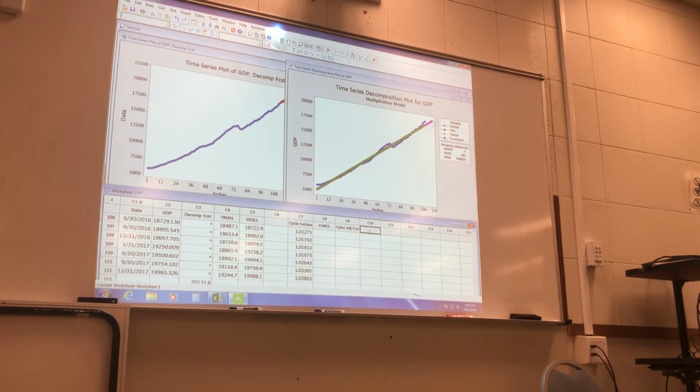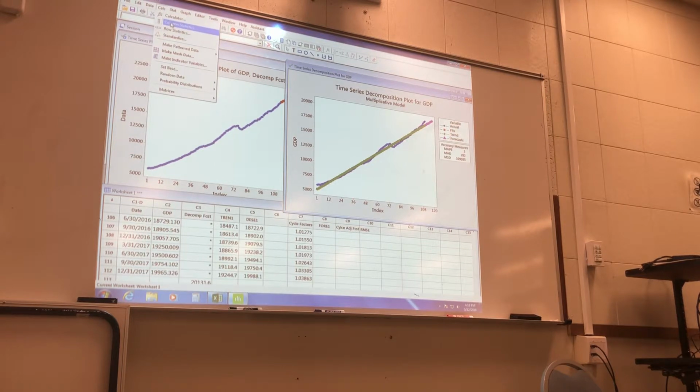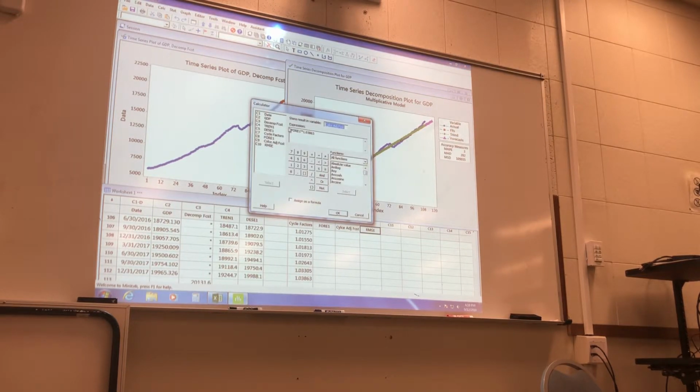RMSE, come on. Since it gave me MSD is 109,035, I would go up to calculator and find the RMSE column that I've got. That's where I want to put the answer.